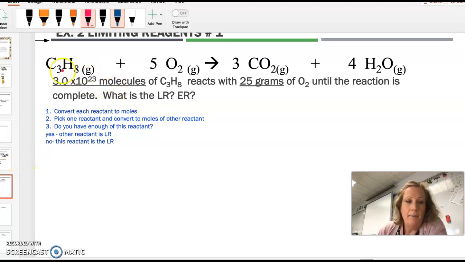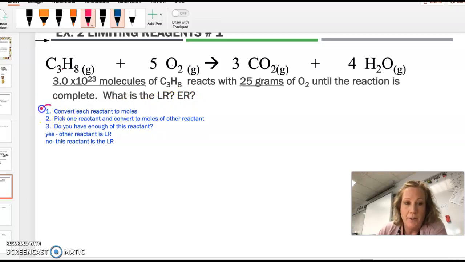So this problem is what happens if you have a propane grill. It burns propane. That's what C3H8 is. It's a combustion reaction. It reacts with oxygen, produces carbon dioxide and water. So in this question, they're telling me that I have 3.0 times 10 to the 23rd molecules of this and 25 grams of this. And then I'm being asked, who's the LR, who's the ER? The excess reagent or reactant, the limiting reagent or reactant.